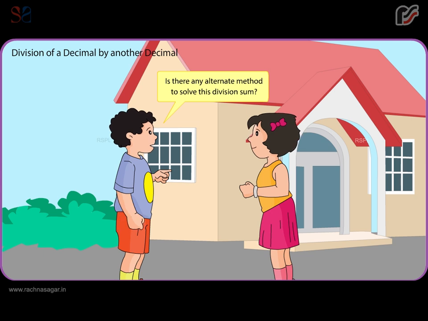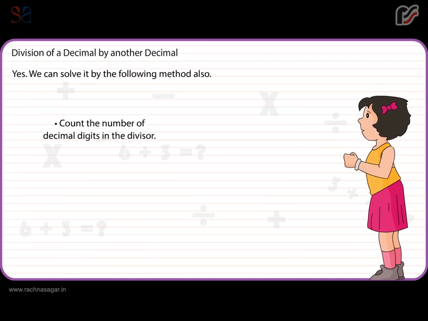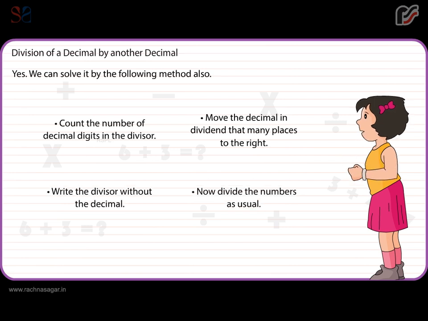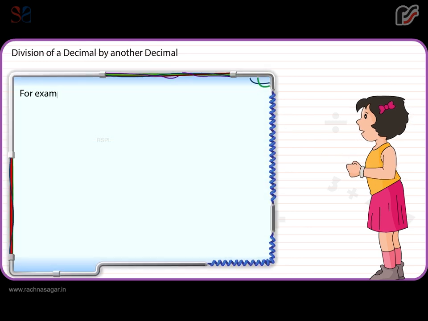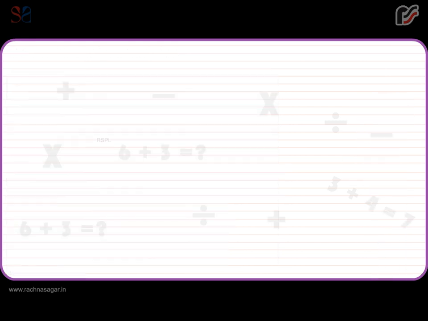Is there any alternate method to solve this division sum? Yes, we can solve it by the following method also. Count the number of decimal digits in the divisor. Move the decimal in dividend that many places to the right. Write the divisor without the decimal. Now divide the numbers as usual. For example, 14.7 divided by 2.1 is equal to 147 by 10 divided by 21 by 10 is equal to 147 by 10 multiplied by 10 by 21 is equal to 7.